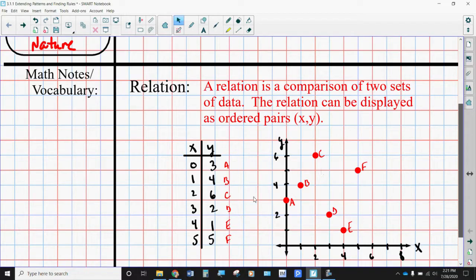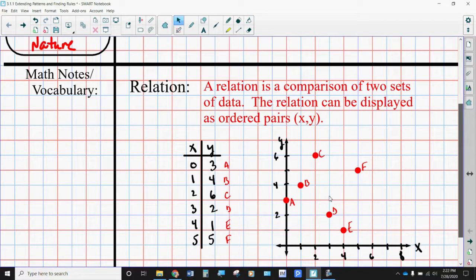So this has nothing to do with my random example of temperature, you know, afternoon or whatever. This is just random points, okay? So a relation is just a set of data. So here's our x data, here's our y data. We put pairs together and it can be plotted on a coordinate grid.